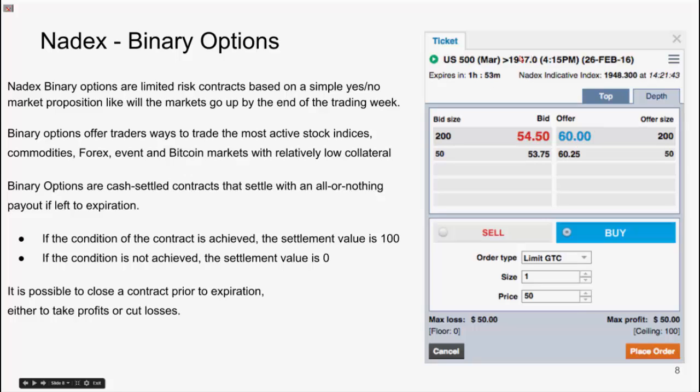If I were to bet that we were going to be below 1947, I would need to sell on the bid, and that would cost me $100 minus 54.50, or 45.50. So risking 45.50 to make 54.50.